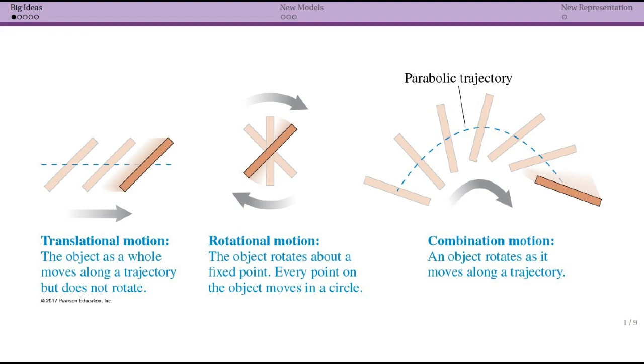Chapter 12 introduces the idea of rotational motion. Up until now, we've only been talking about translational motion, or linear motion, and now we're thinking about rotation. Not only is this important for objects that rotate around a fixed axis, or their center of mass, but you also have combination motion, where you have rotation and you have translation.